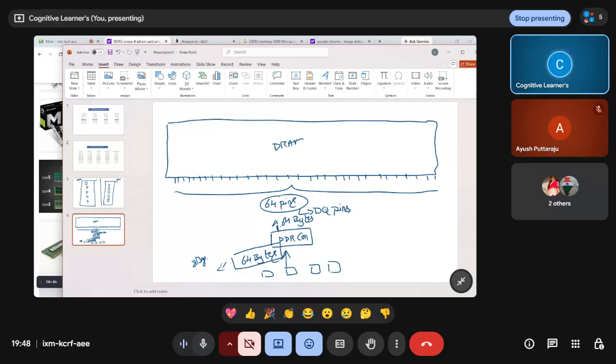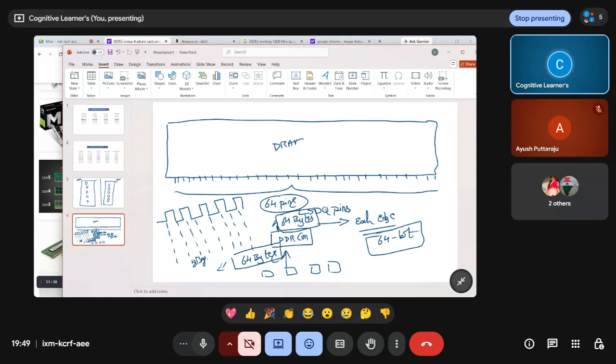But Ayush initially told that it works on both neg edge and pos edge, right? I will write it on the initial clock. Each clock edge is able to send data. DDR works on both neg edge and pos edge, right? We send this 64 bytes of data. In each clock, in each edge, we can send 64 bits of data.